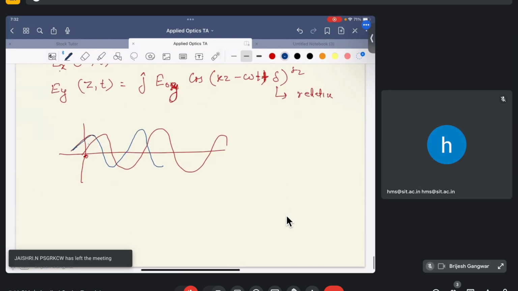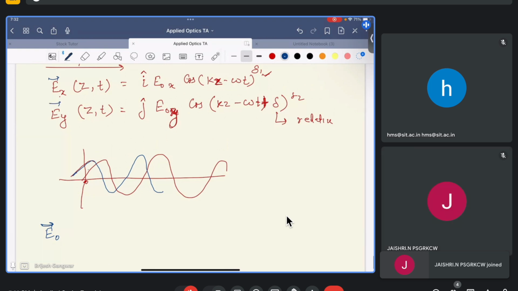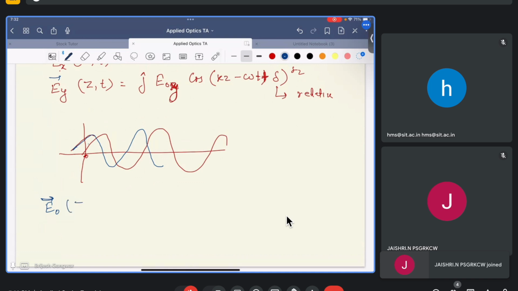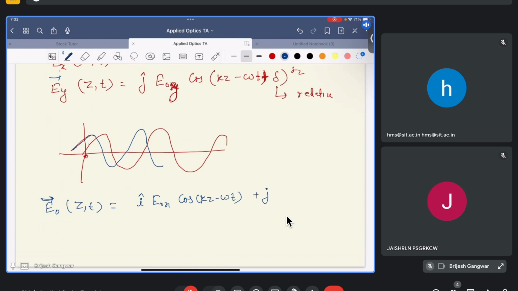So the resultant wave will be the E vector. Now we are considering it as a vector because we are also considering the direction of these waves. So E(z,t) will be i cap E0x cos(kz minus omega t) plus j cap E0y cos(kz minus omega t plus delta).